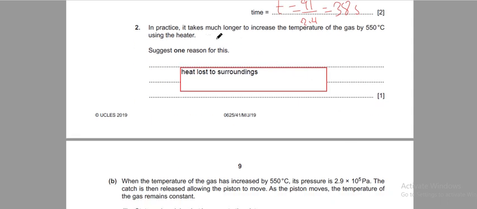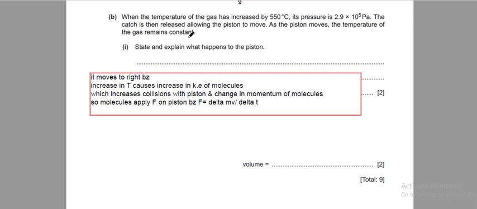In practice, it takes much longer to increase the temperature by 550. Suggest one reason: heat loss to the surroundings. When the temperature of the gas increases by 550, the pressure is 2.9 times 10 to the power 5 Pascal. The catch is then released, allowing the piston to move. As the piston moves, the temperature of the gas remains constant. State and explain what happens to the piston.